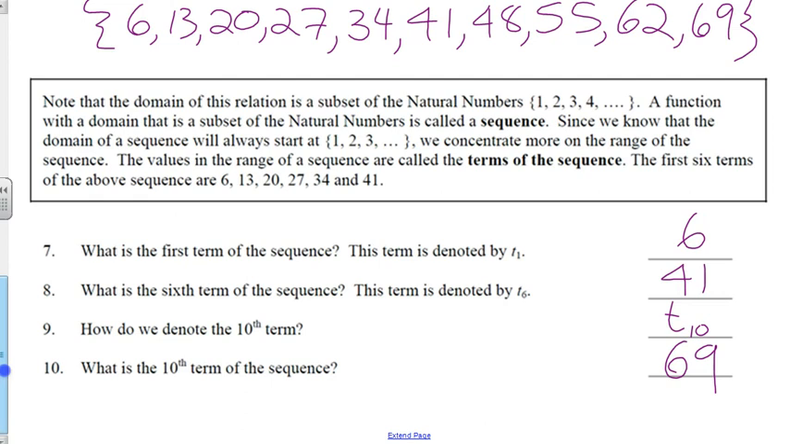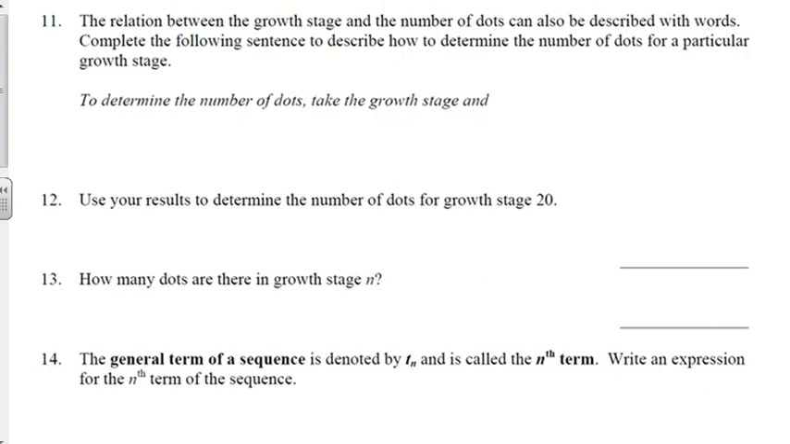So we drew a diagram, we drew these fish, we made a pattern, we recognized how the pattern was going. We saw that we could express that as a table, as a set of ordered pairs. But we noticed that these ordered pairs always go 1, 2, 3, 4 for the x values. So forget those. We're just interested in the y values, the dependent variable. The relation between the growth stage and the number of dots can also be described with words. Complete the following sentence to describe how to determine the number of dots for a particular growth stage.